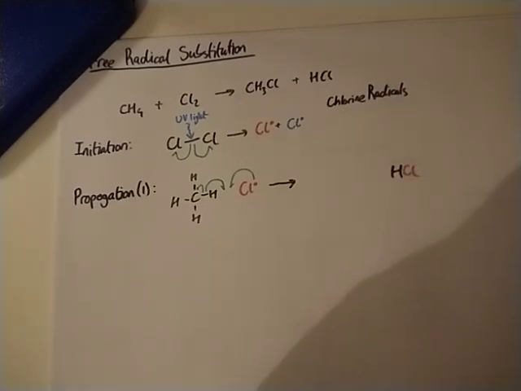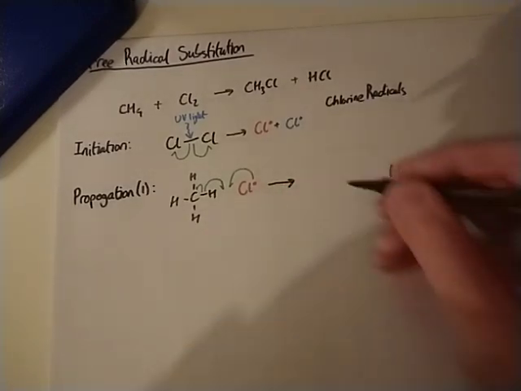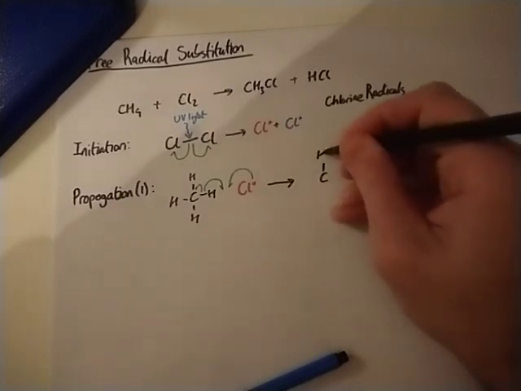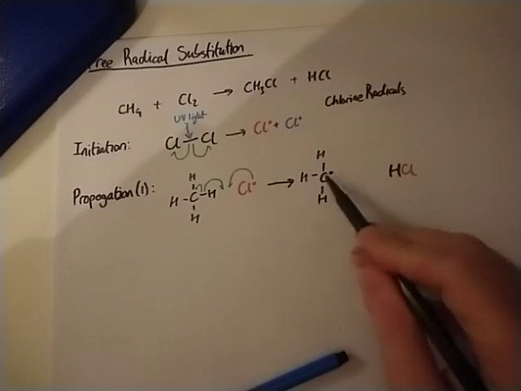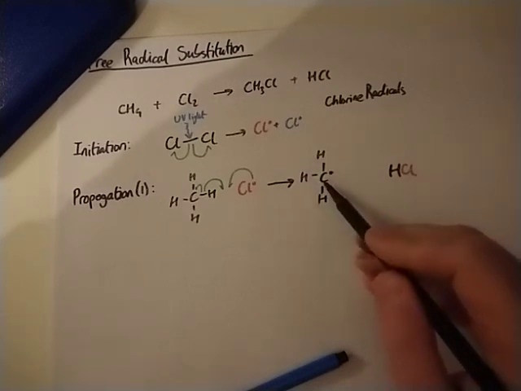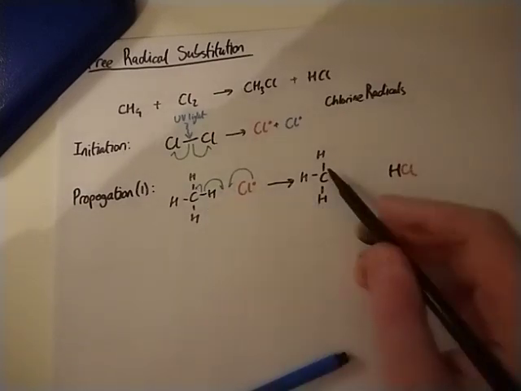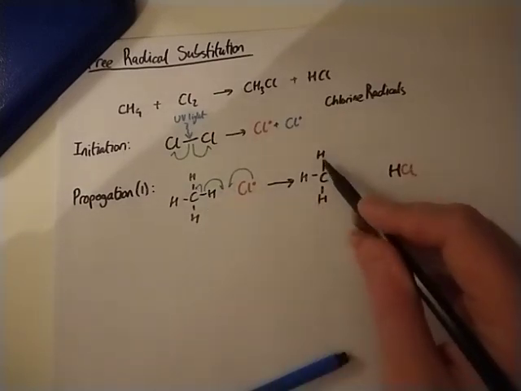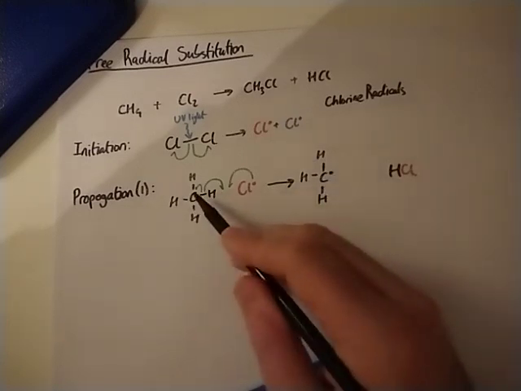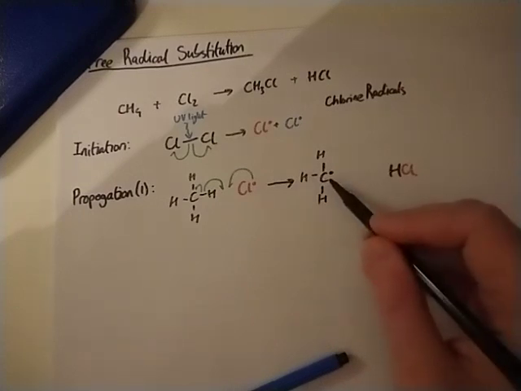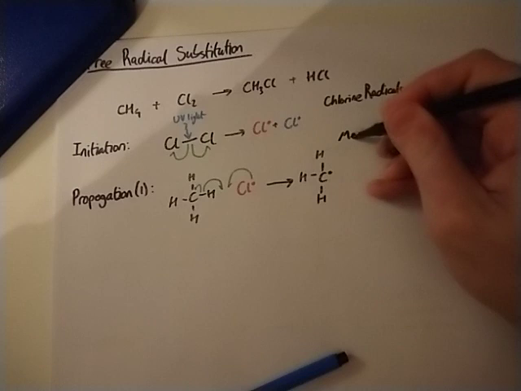I'm going to write it like that so you know that that red chlorine is now part of the hydrochloric acid. And we're left behind with this thing. Now this is a methyl radical. So the electron's gone back to the carbon. It's got 2 electrons in that hydrogen carbon bond, 2 in that one, 2 in that one, which makes 6. And the one that's come back from the carbon-hydrogen bond. So it's now got 7 electrons altogether. That's an odd number, so we've got a methyl radical.